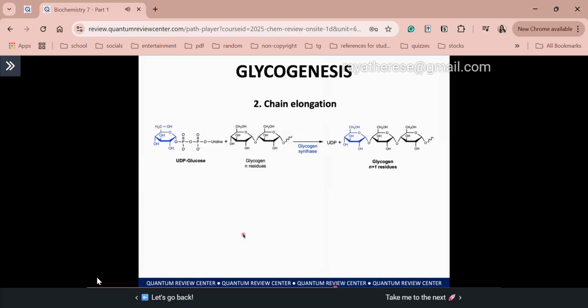So this is a series of reactions. So chain elongation yan, class. So this repeats numerously. Alright, from UDP glucose, it will be added to your initial glycogen residues. So class, again, ang primer natin here is your glycogenin.